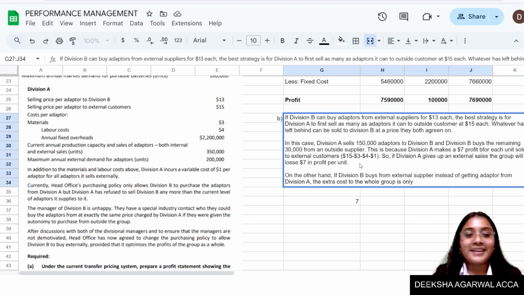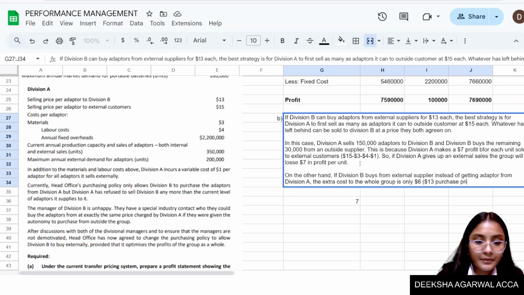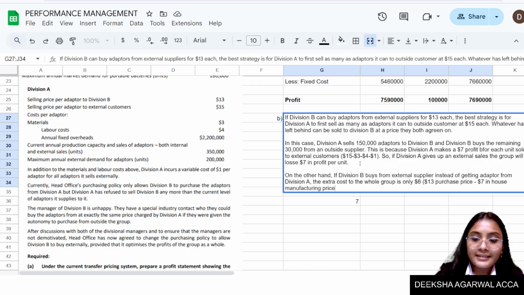Yes or no? It's not like my other division was not making the profit. They were making the profit. Is only how much? $6. How $6? $16 was the purchase price, minus $7 in-house manufacturing. Correct. That is what you need to give up.